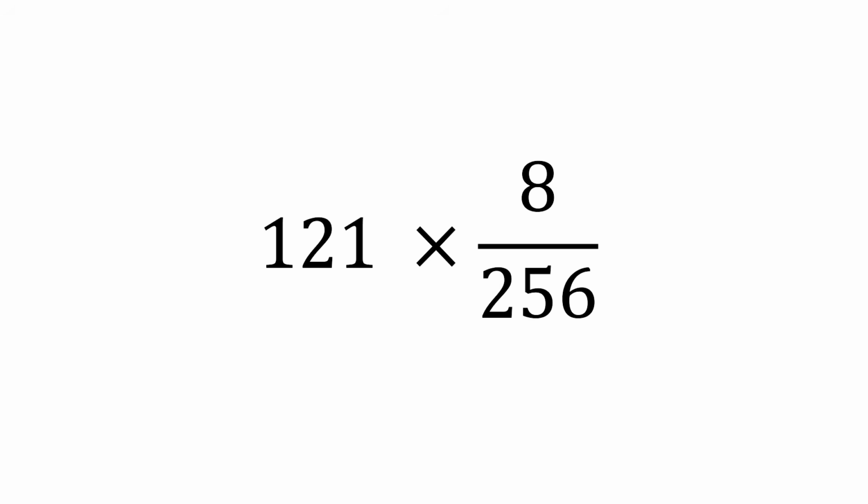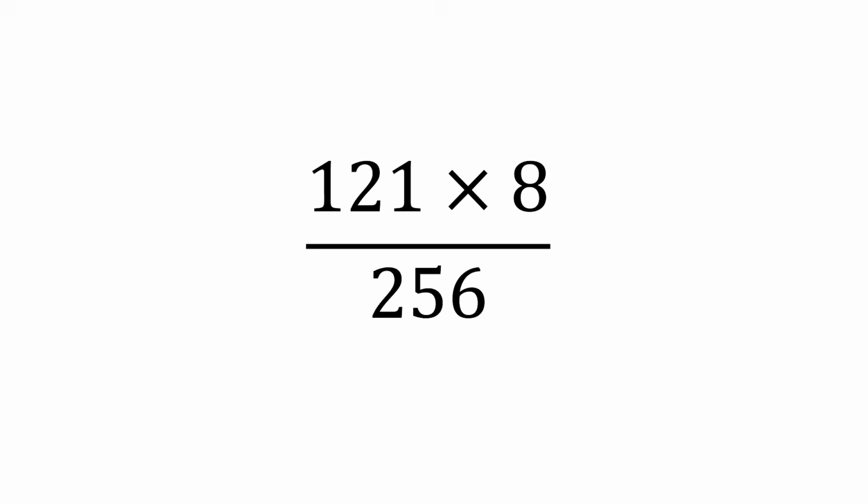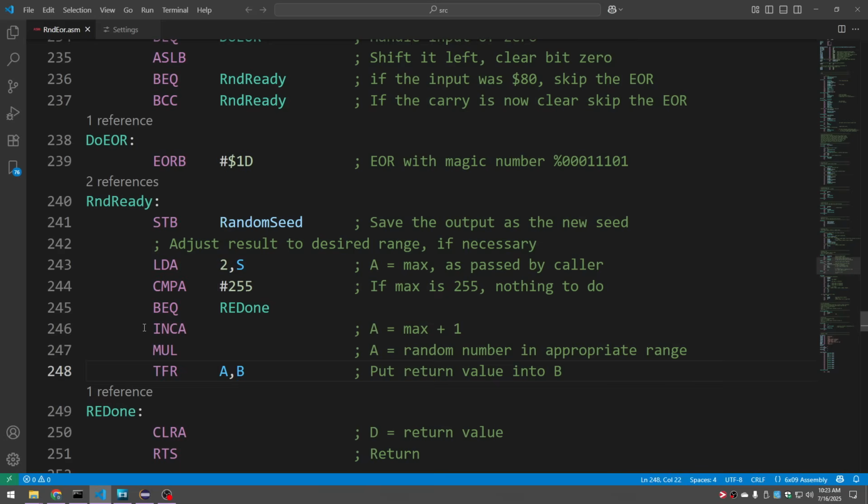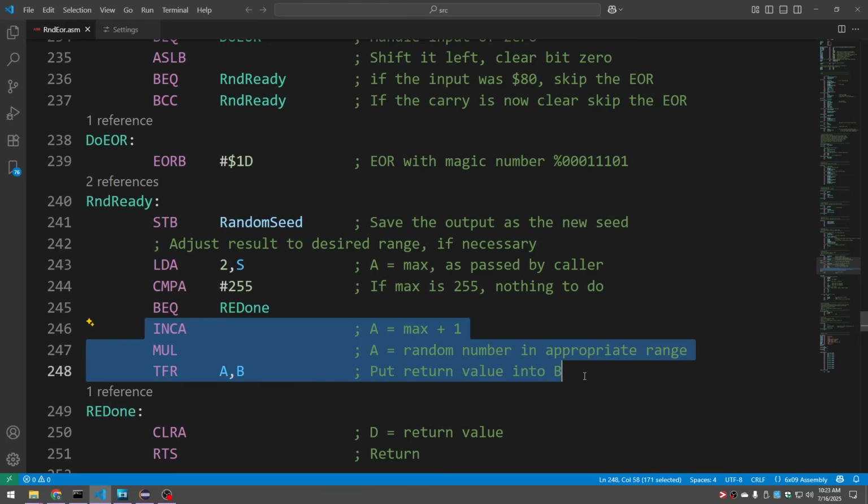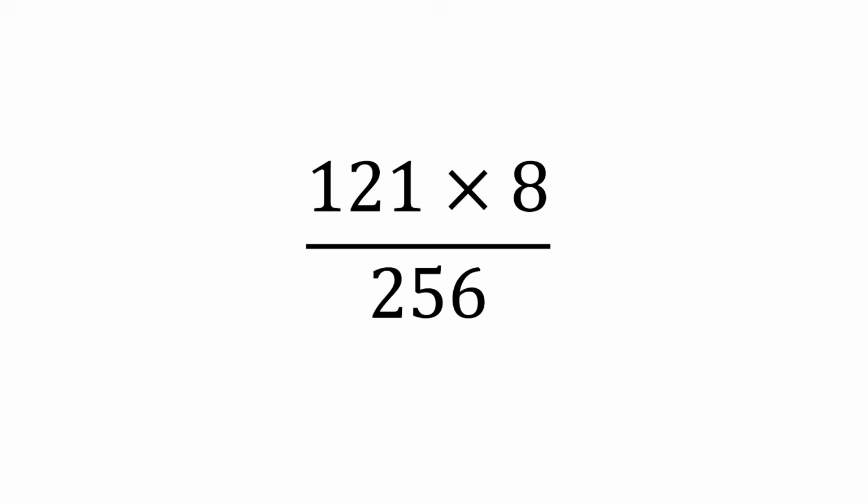And we can write that slightly differently by just putting the 121 in the numerator. And lo and behold, that's exactly what we're doing. We're taking the result, multiplying it by our max plus 1, and then by dividing by 256, we're grabbing the high byte. This is exactly this. Super slick.